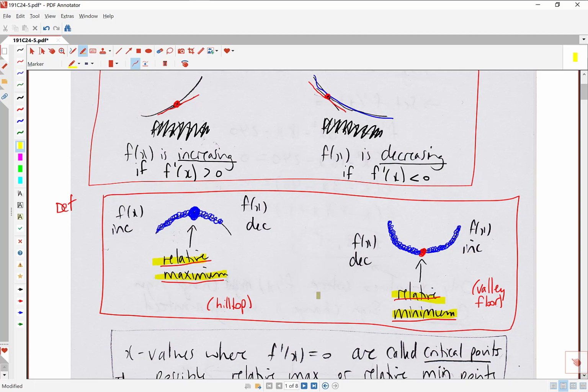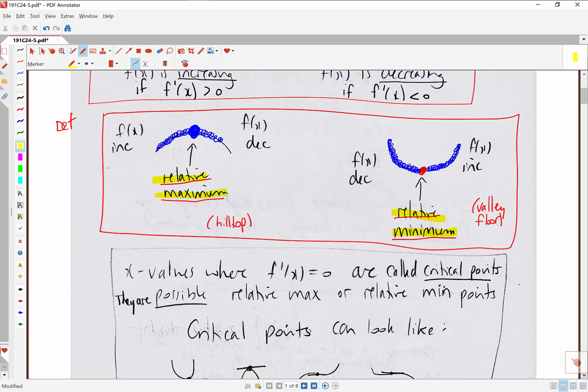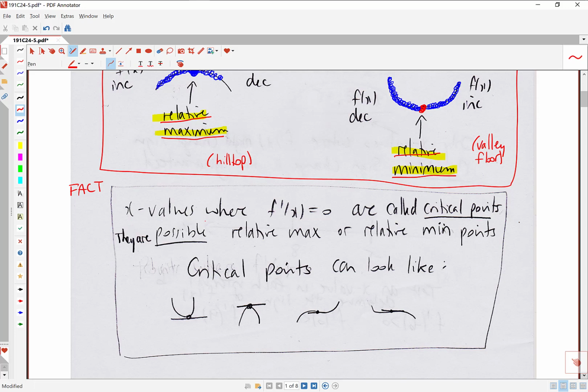With that, we're going to write down one more fact, and then we can jump into a big example. Our fact is that x values where f prime of x is equal to 0 are called critical points. We can think of that part as a definition. A critical point is a place where f prime of x is equal to 0. And the reason why we care about critical points is because they are possible relative maximum or relative minimum points.